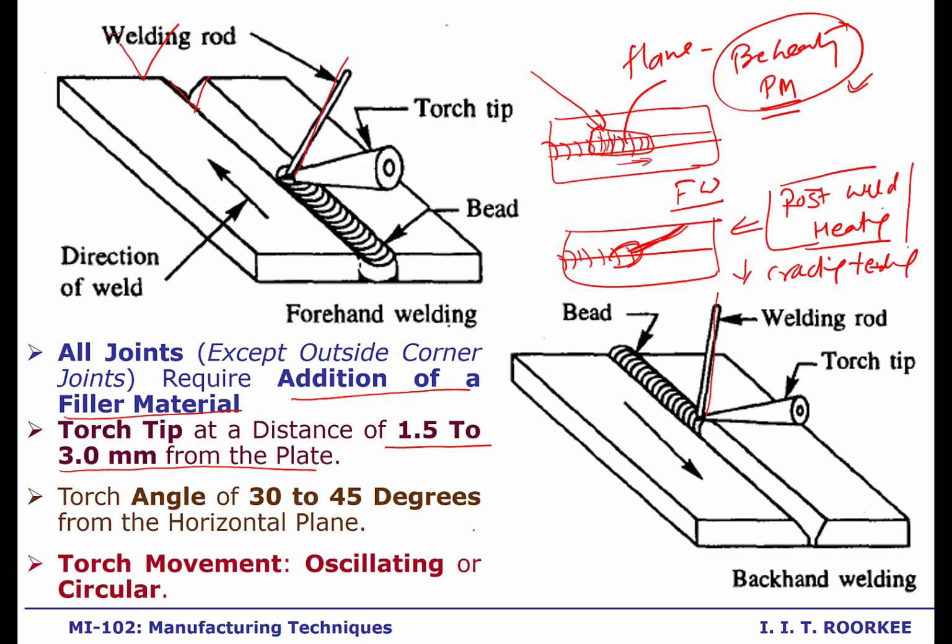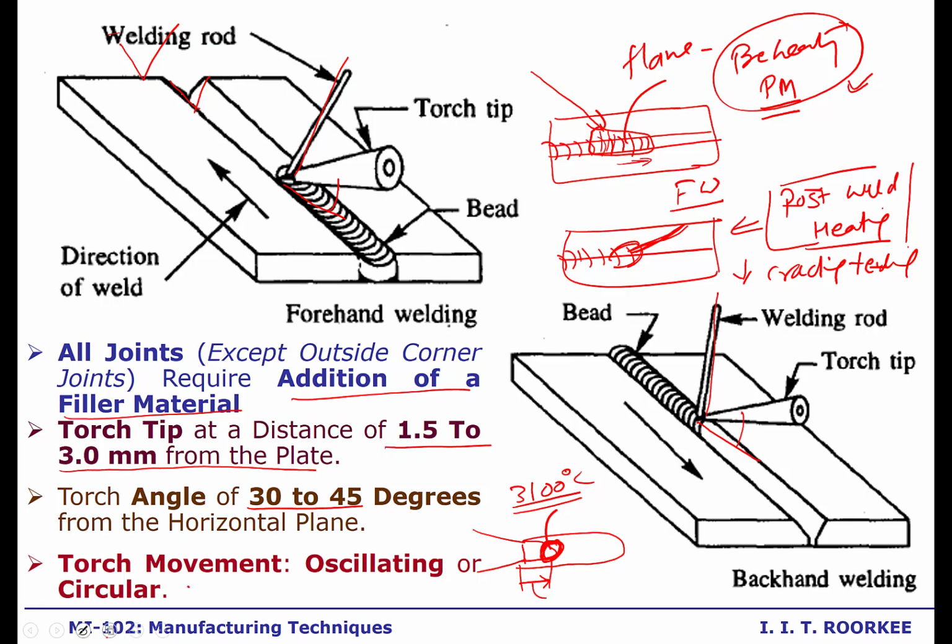The tip of the torch is kept at a little distance from the plate. Why? Because if you see the nozzle like this, you have the inner cone and then the outer cone. The peak temperature is realized at the tip of the inner cone, say 3100 degrees centigrade, which is found at some distance from the nozzle. That is why the nozzle tip distance is kept at say 1.5 to 3 mm away from the plate, and the torch inclination is about 30 to 45 degrees from the horizontal plane.